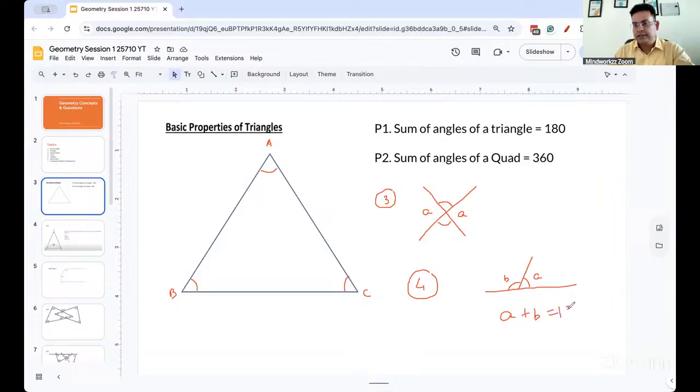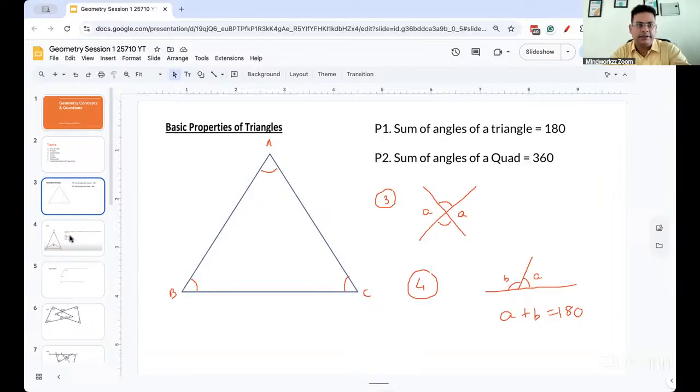So these are the four basic properties around which you can get questions in CAT. Many times questions have come using these properties, and we will see what all has come earlier.